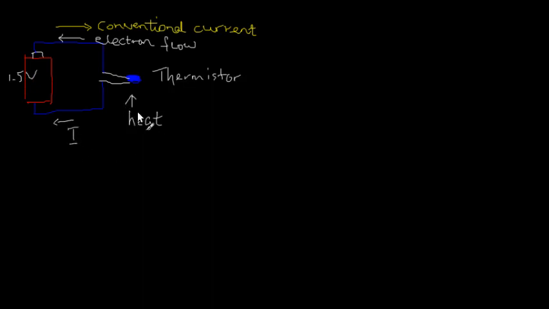What we'll find is that as we heat the thermistor, depending on the type of thermistor, one thing that could happen is that when we heat the thermistor, the current increases, because the resistance of the thermistor drops.